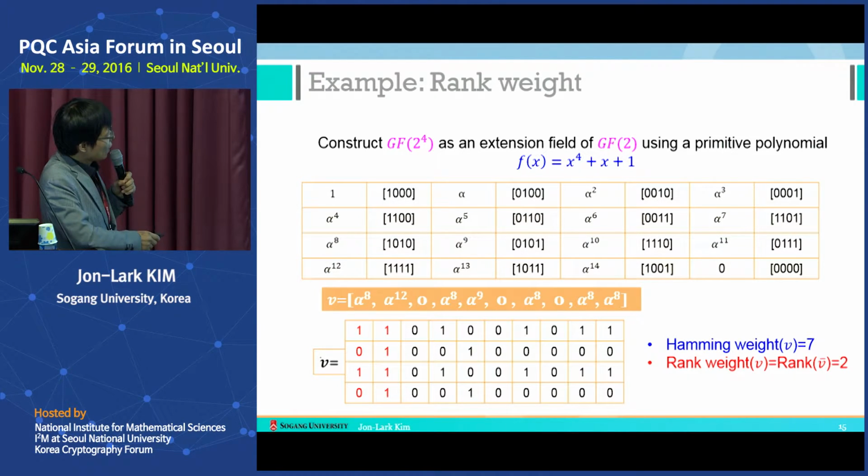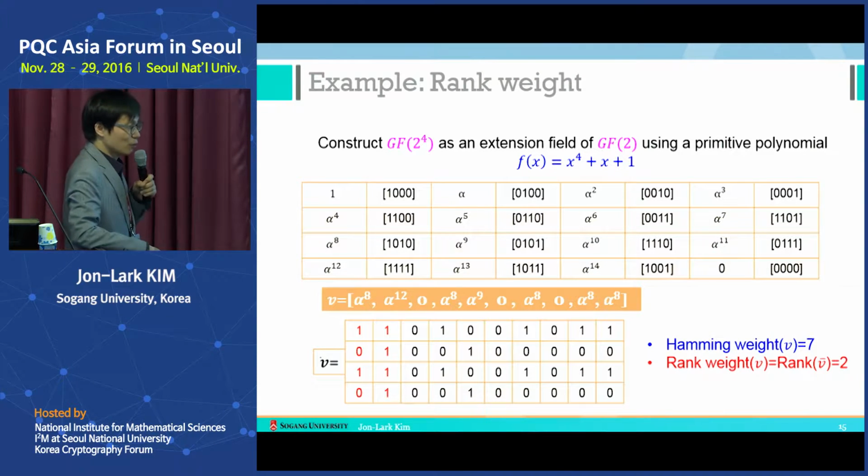And then you have, basically, 3 different non-zero vectors. However, the sum of these two will give you this vector as well. So only 2 columns are linearly independent amongst the 10 columns. In other words, these 2 are linearly independent over the binary field, and this alpha 9 is actually the sum of these 2.